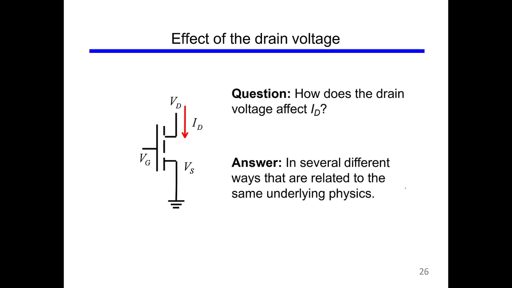Now let's come to the effect of drain voltage, VD. What happens with the drain voltage and how it affects the current ID? So the answer is in several different ways. It affects the physical underlying behaviors of the transistors.